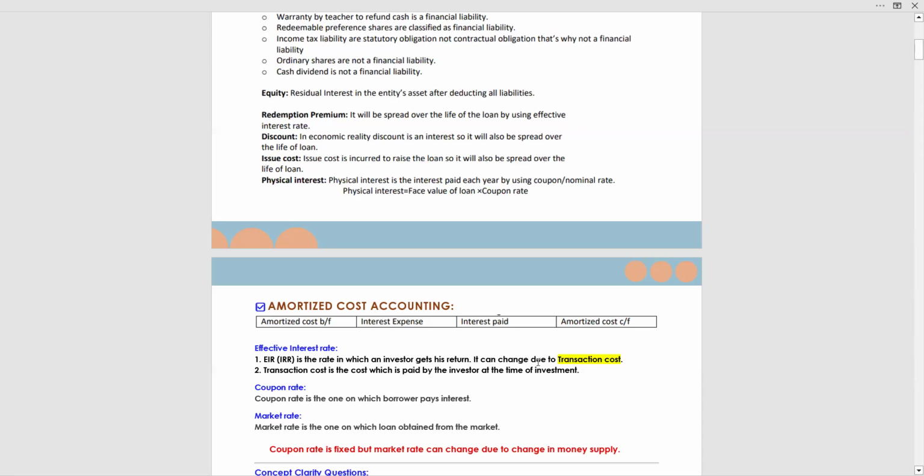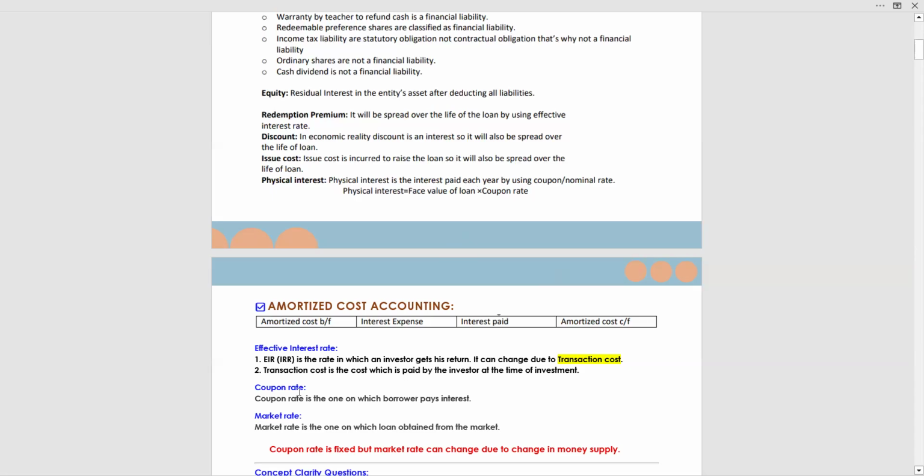It can change due to transaction cost. Now, what is transaction cost? Transaction cost is the cost which is paid by the investor at the time of investment. So, when we solve questions, you will get the idea that the EIR or IRR will always be greater than the coupon rate. Most of the time, EIR is greater than the coupon rate.